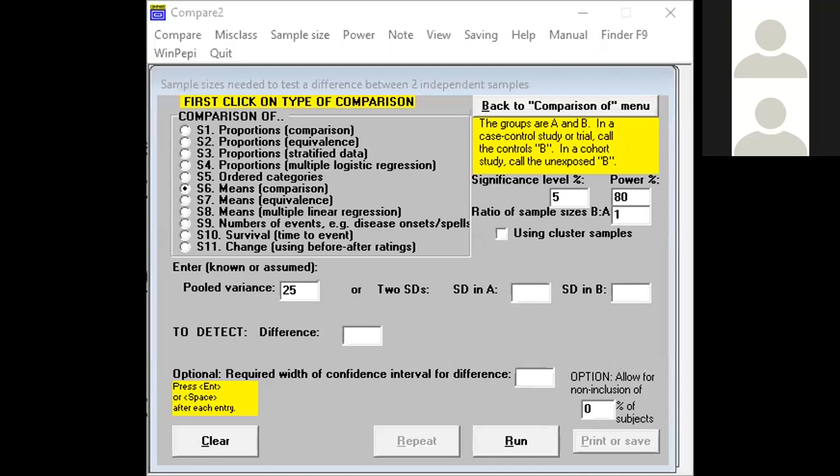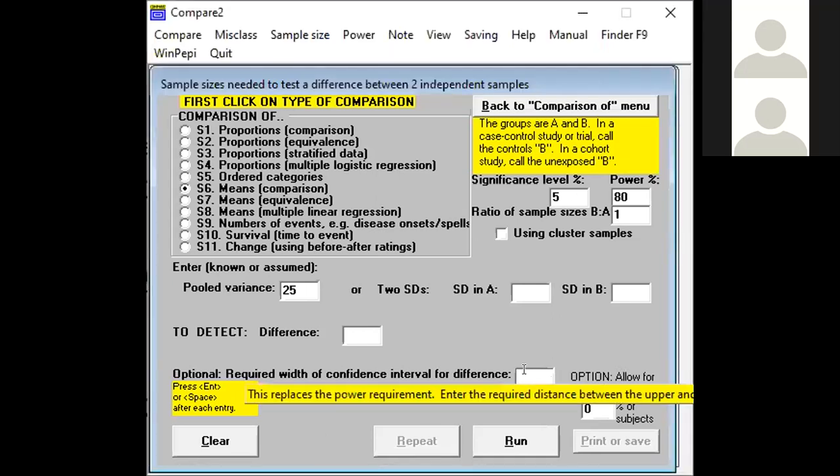Optional: required width of confidence interval for difference. What is it for? If you want to, that one allows for inclusion of the optional required width. Let's just say confidence interval width. Let's give a value to replace the power requirement. Let's say 0.1.